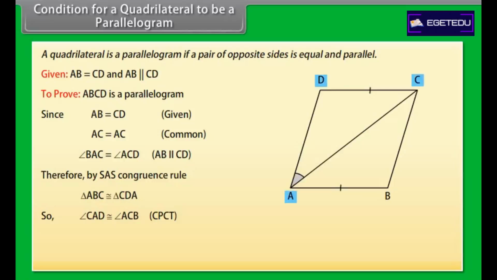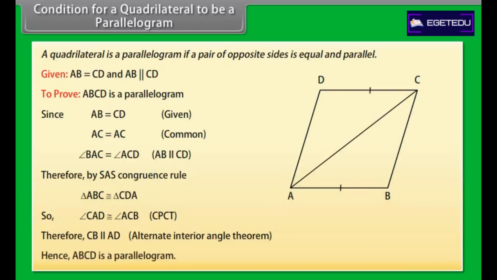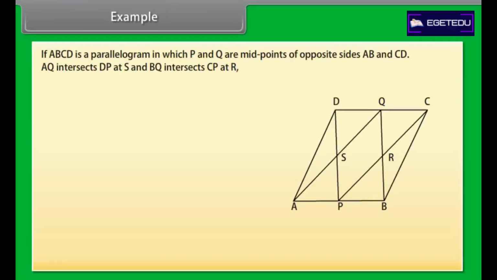So, angle CAD is equal to angle ACB, by CPCT. Therefore, CB is parallel to AD. Hence, ABCD is a parallelogram. Example. If ABCD is a parallelogram in which P and Q are midpoints of opposite sides AB and CD, AQ intersects DP at S and BQ intersects CP at R, show that PQRS is a parallelogram.